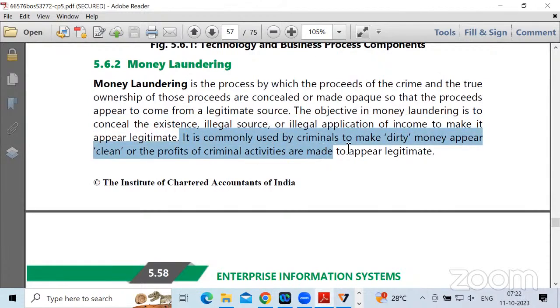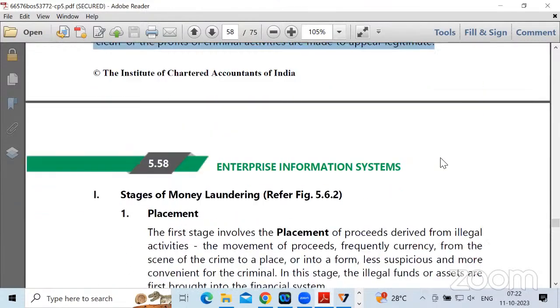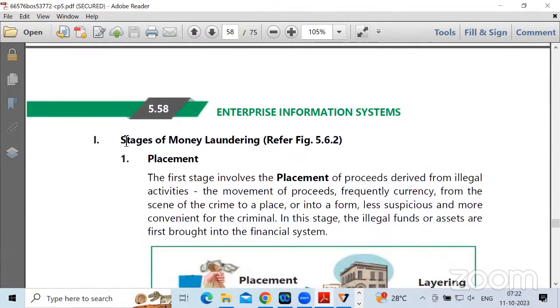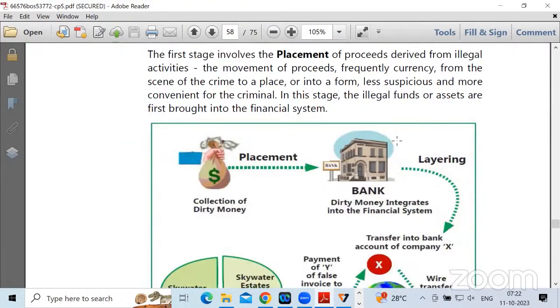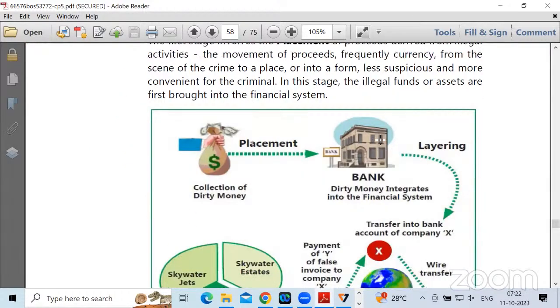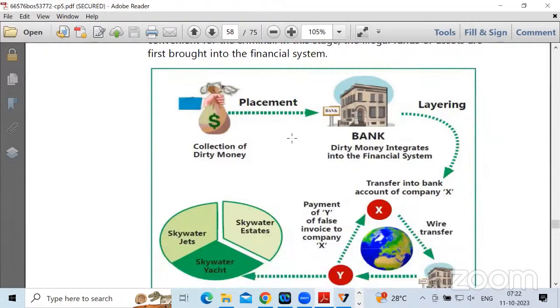So it's commonly used by criminals to make dirty money appear clean, or the profits of criminal activities appear legitimate. So you have 3 stages of money laundering. Placement. What I explained is given in the pictorial representation. Placement: you are placing the money you have earned out of the collection of dirty money, and now it is going into the banking environment. Then the second process is layering.